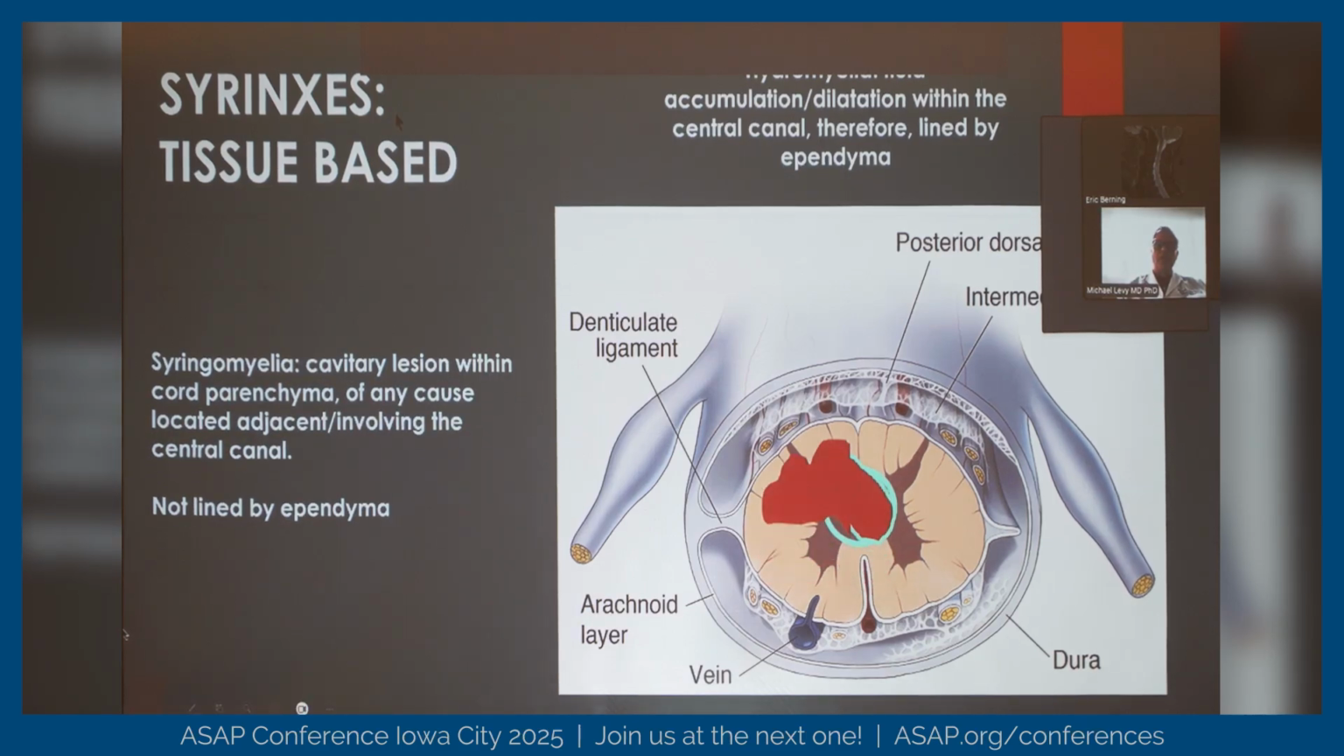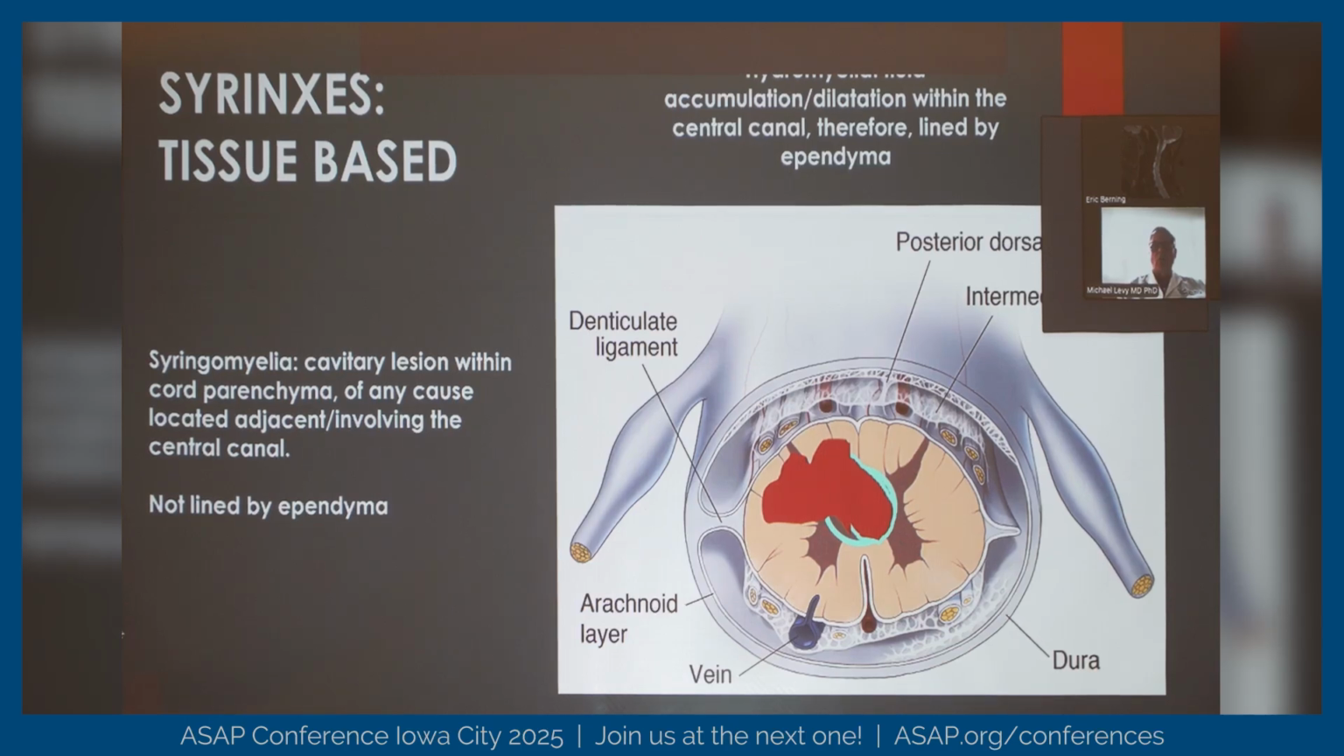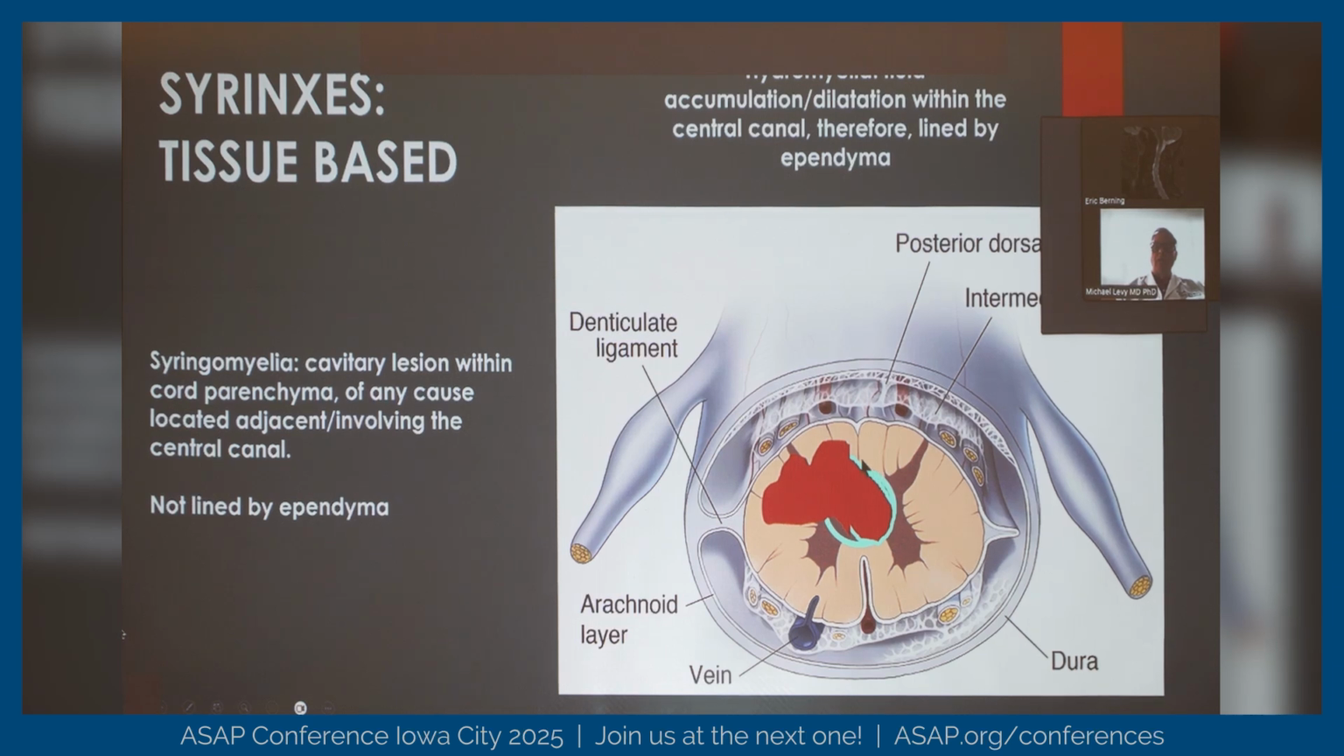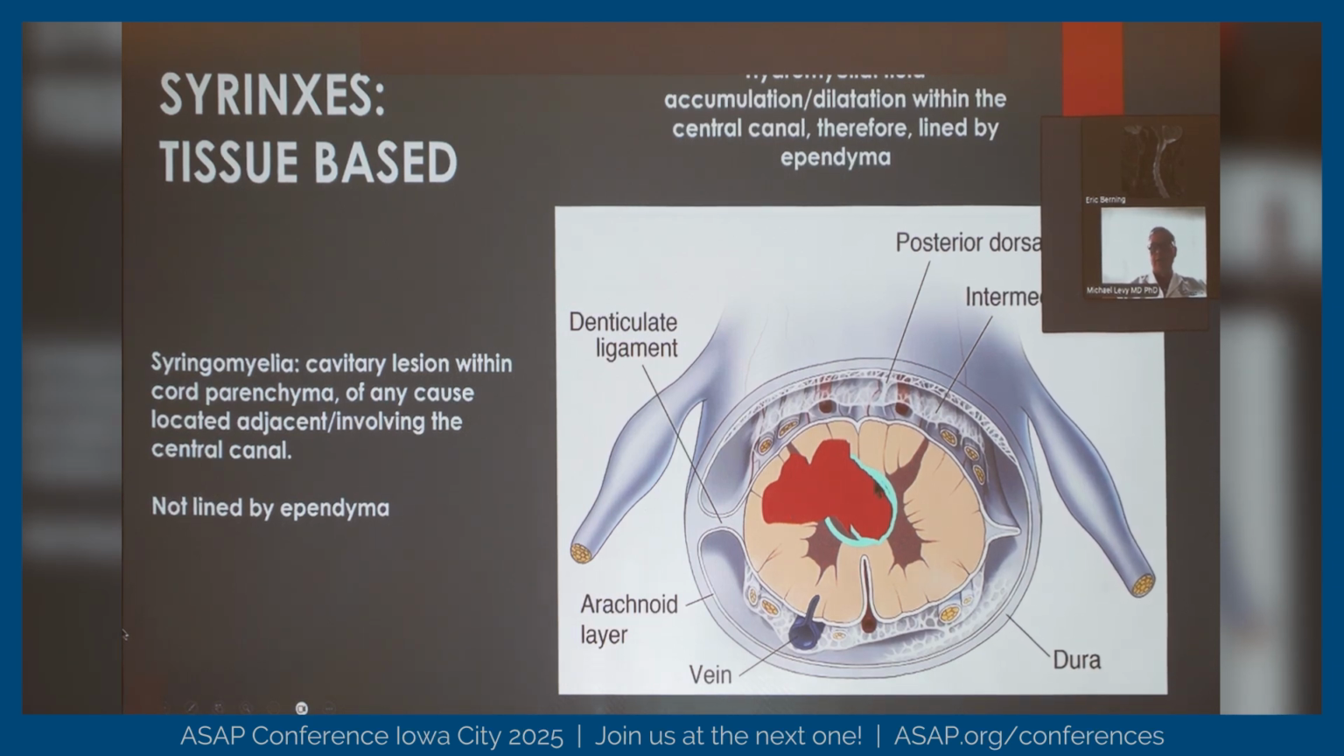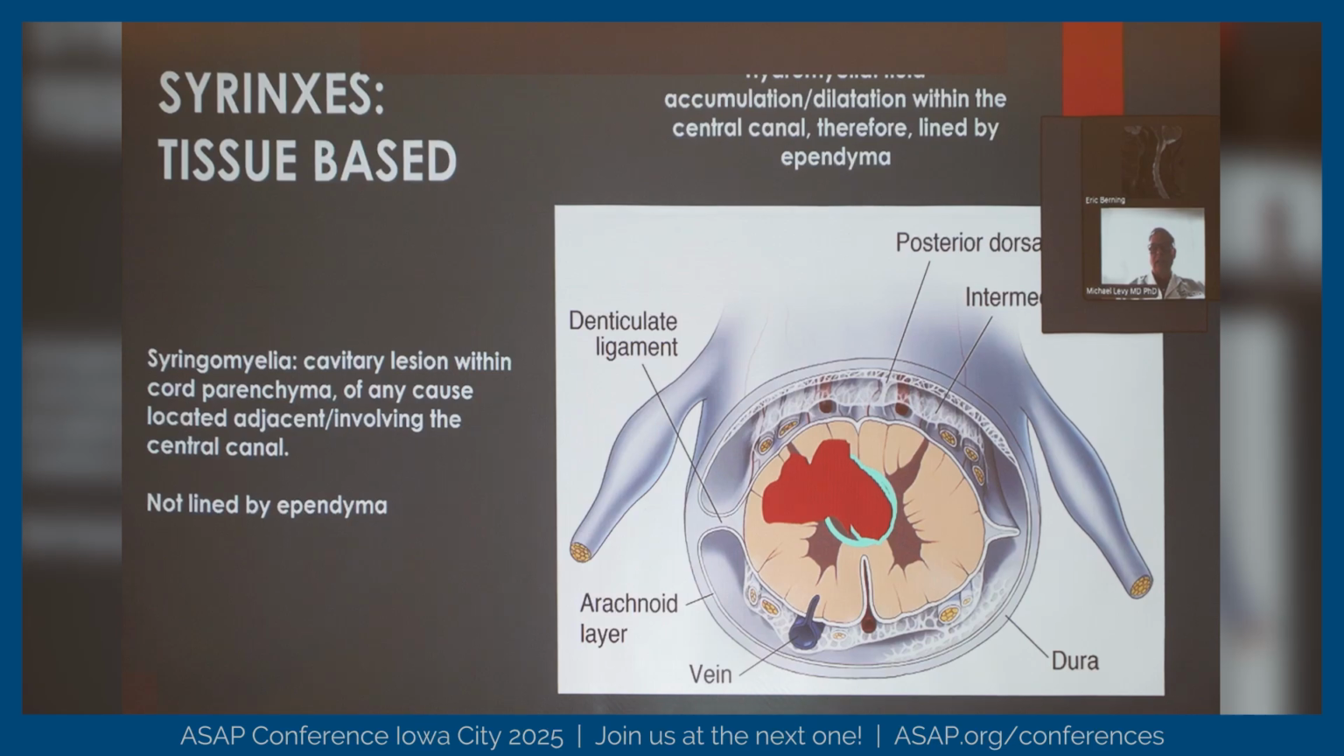The difference with the true syrinx is that it's a cavitary lesion. It involves the parenchyma of the cord. It can have some involvement of the central canal, so there can be some lining with ependyma, but also a great majority of it is extending into the parenchyma of the cord, and that represents a primary difference. Just in a basic way, if there isn't a complete ependymal lining around the cavity, then that would be what I would consider to be a syrinx.